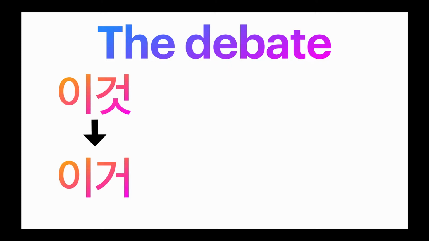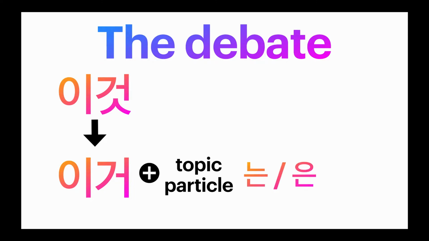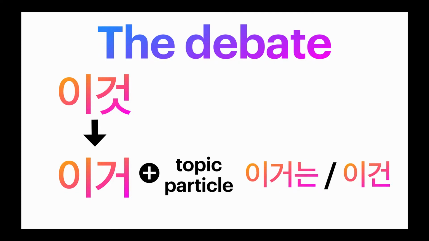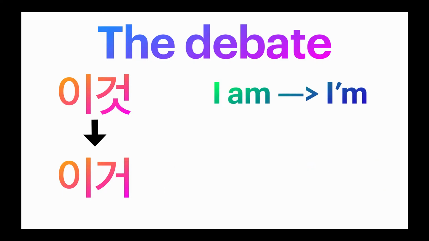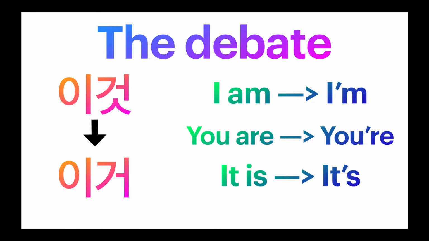Alright, now here's the debate which I thought about for a while before making this video. 이것 is very commonly abbreviated to 이거 when speaking. And 이거 plus the topic particle of 는 or 은 is very often said as 이거는 or abbreviated to 이건. This is very similar in English to when we abbreviate I am to I'm, you are to you're, it is to it's, and so on. Now obviously when speaking we usually use the abbreviated form, right? And so for that reason, it makes sense to teach the abbreviated form first.